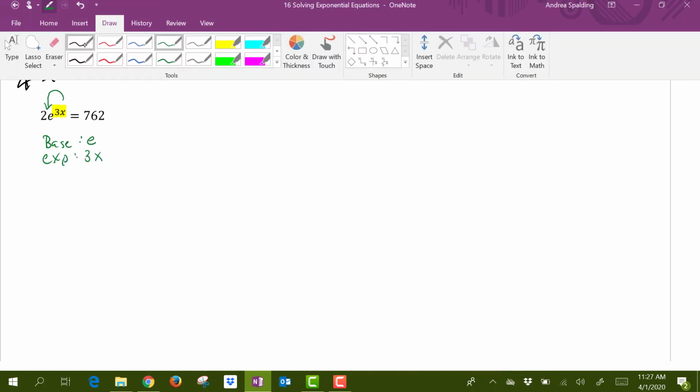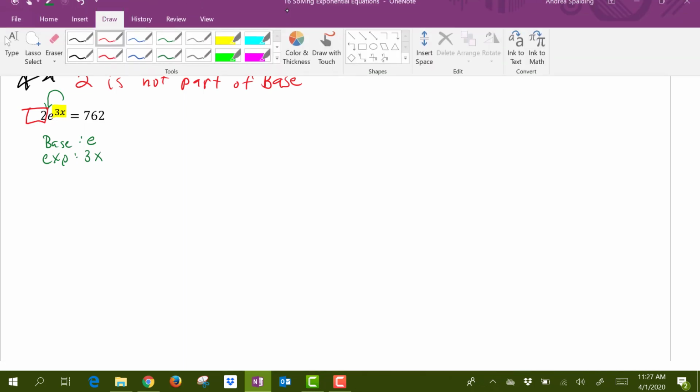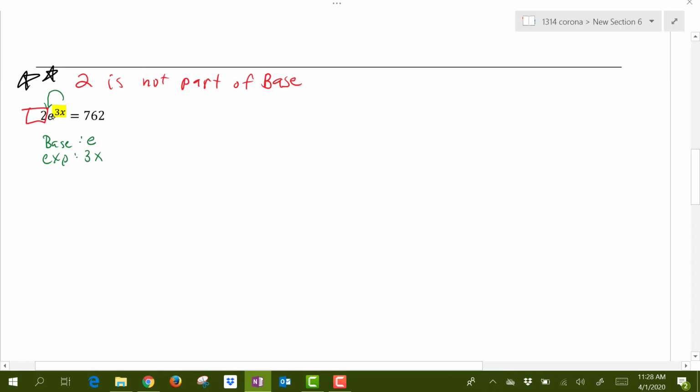The 2 is not part of the base. Really important. The 2 is not part of the base. The biggest mistake that gets made with these types of problems is to leave the 2 there. That's the biggest mistake I see. You need to know that anytime you see e, you need to get rid of anything that's in front of e. Super important. Otherwise, it's really frustrating to solve. When you go into my math lab and you see an exponential equation where e is in the problem, you need to get rid of any number that's beside e. So we want to get rid of the 2.